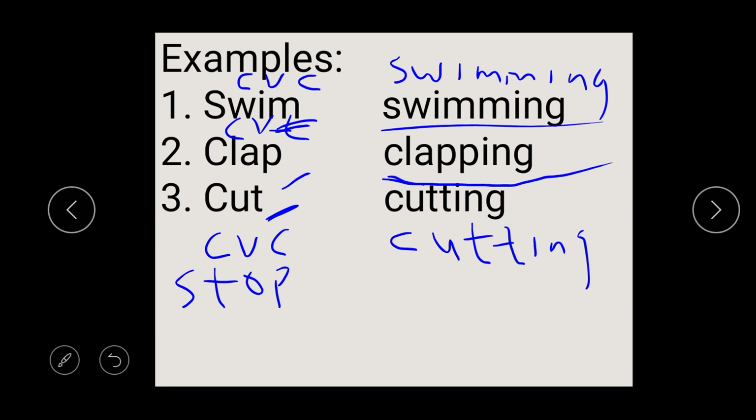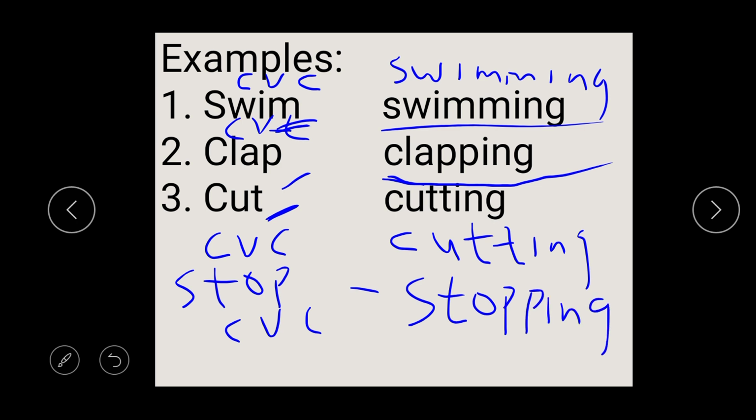Then another example, we can have stop. Yes, this is consonant, this is vowel, this is consonant. So since this is stop, the continuous tense will change to stopping. Remember, the last letter will be doubled. So we have P-P-I-N-G.